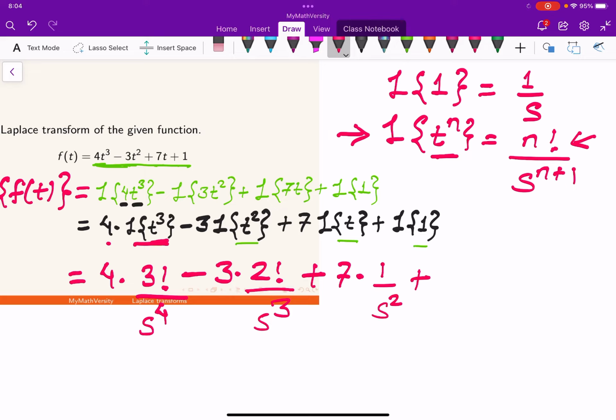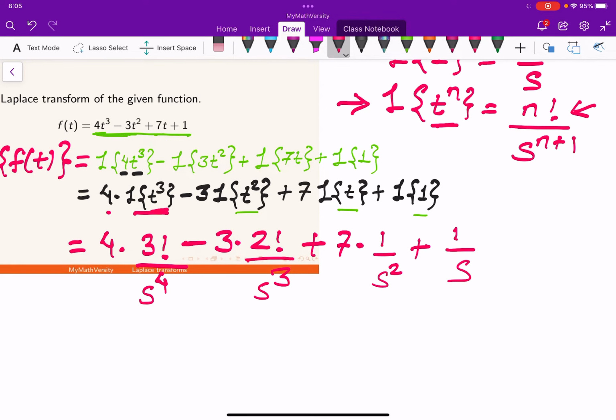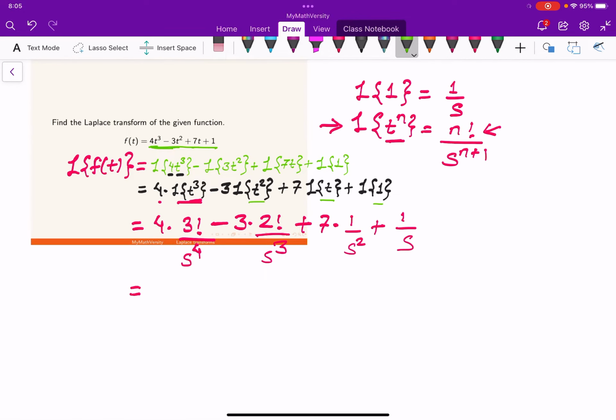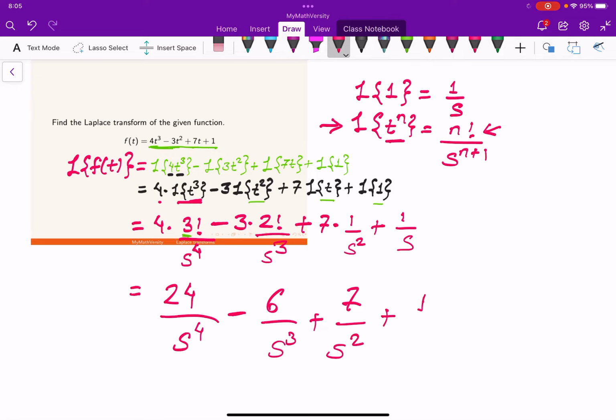Then plus the Laplace transform of 1, which is just 1 over s. Or you could think of it as t to the power 0, so 0 factorial over s to the power 0 plus 1, which is basically just 1 over s. That's the Laplace transform. Our job now is to combine or simplify. 3 factorial means 3 times 2 times 1, so 6. 6 times 4 is 24, so 24 over s^4. Then minus 2 factorial is 2 times 1, so 2 times 3 is 6, so 6 over s^3, plus 7 over s^2 plus 1 over s is the Laplace transform of the given function.